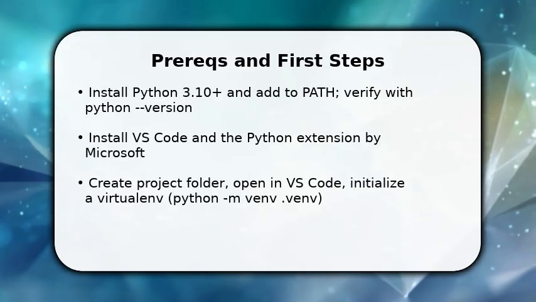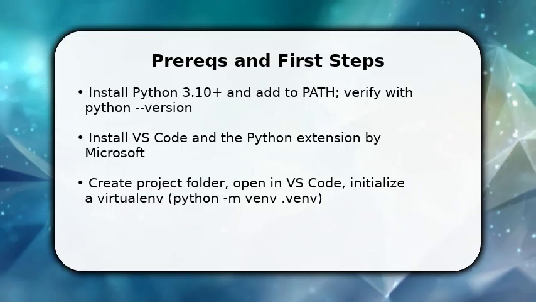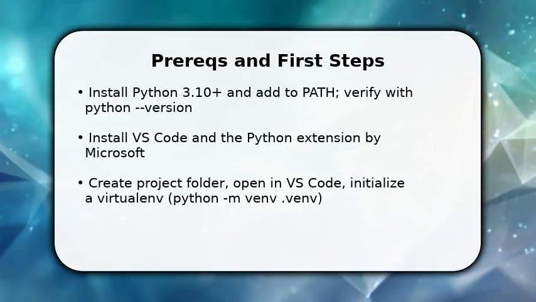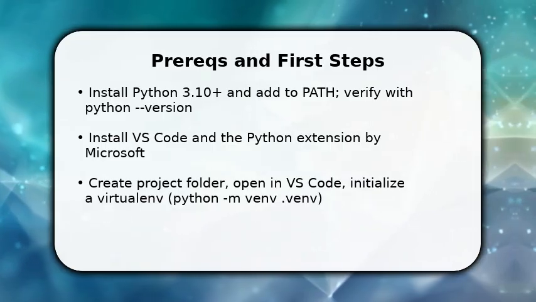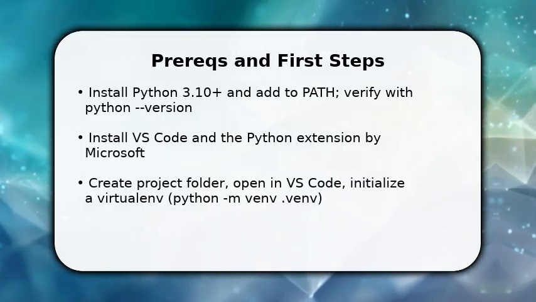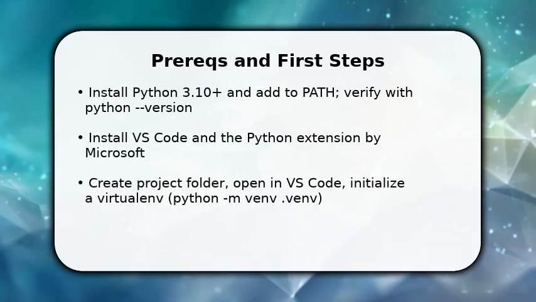You start by confirming Python 3.10 plus is installed and added to PATH. That ensures the interpreter is discoverable. Open VS Code and install the official Python extension so linting, formatting, and the debugger work.